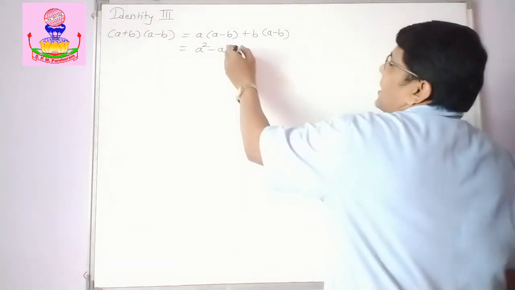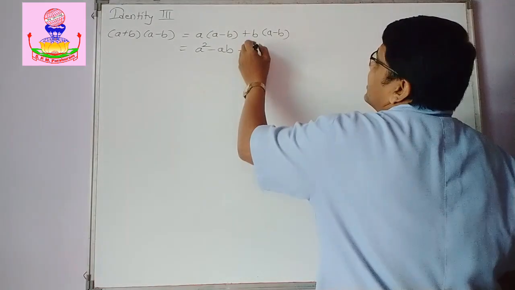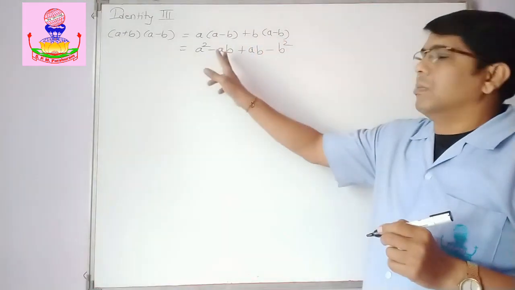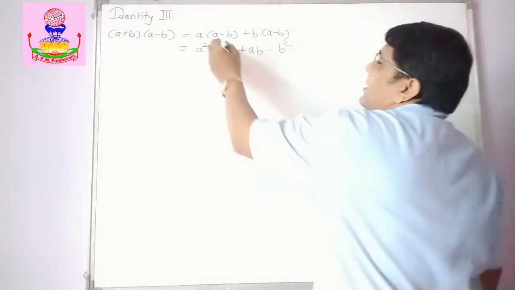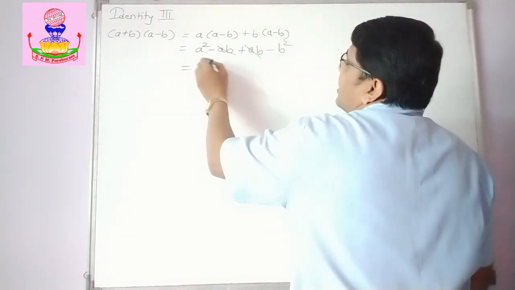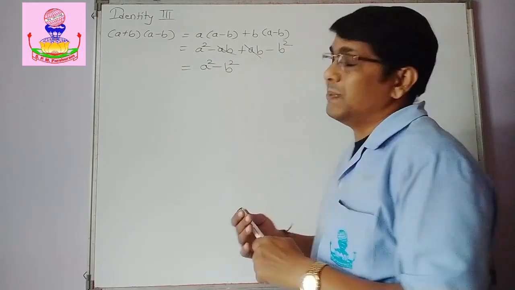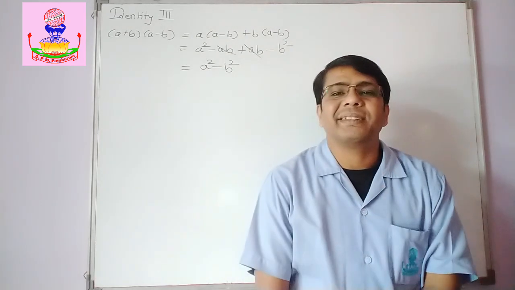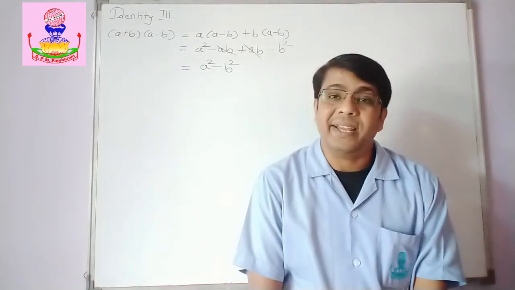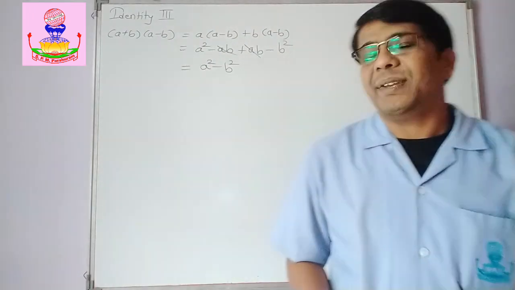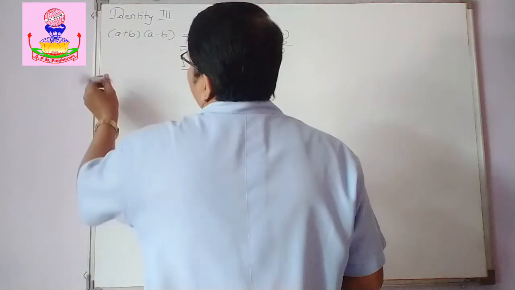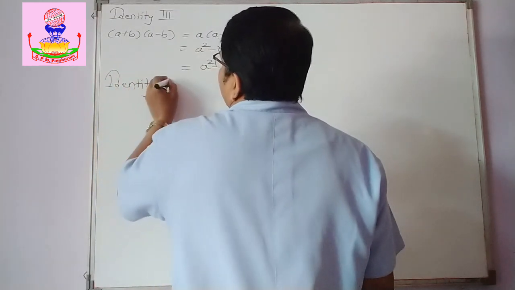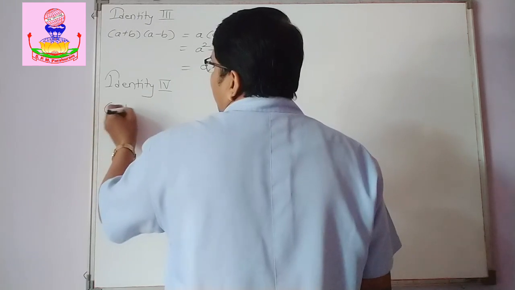So a into a, a square, plus into minus, a into b, minus ab. Plus into plus, b into a, ba or ab. Plus into minus, b into b, minus b square. Now see, minus ab plus ab cancelled. So left is a square minus b square. So these three identities, identity 1, identity 2 and identity 3, are called standard identities. Now there is one more identity, identity 4. We are going to study that also.